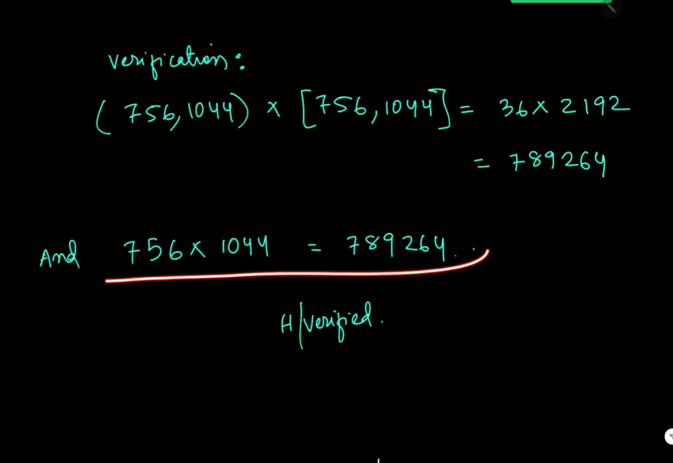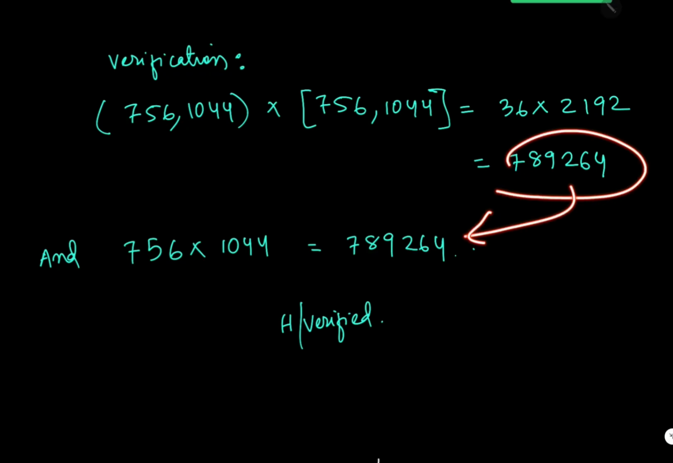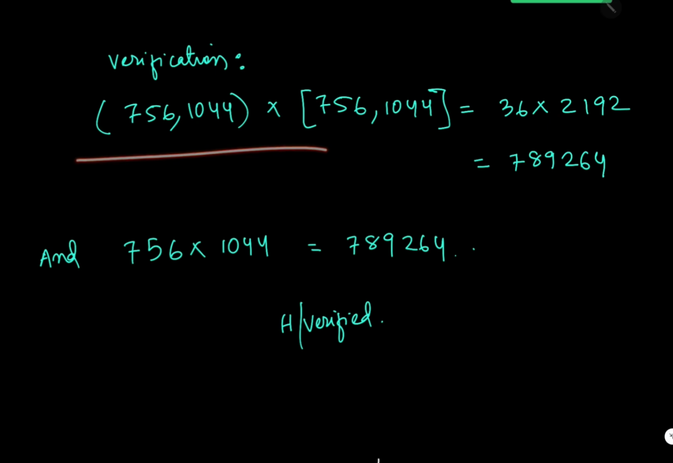And if you simply multiply 756 and 1044, you will get 789264. They are the same, hence we have shown that the product of HCF and LCM is equal to the product of the numbers, hence verified. This is our Roman number 2.